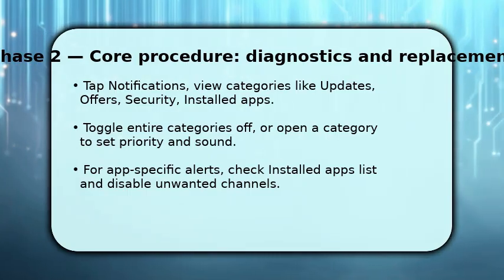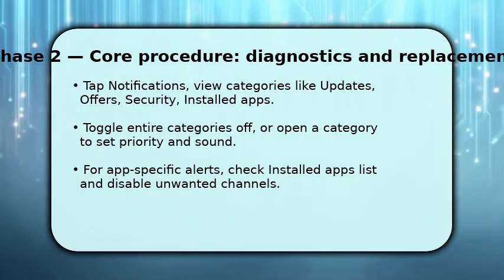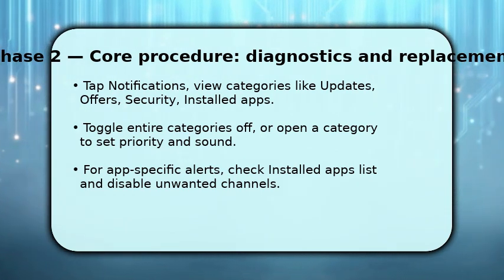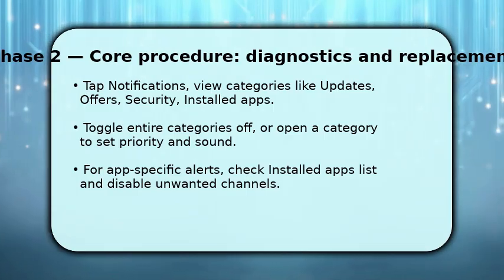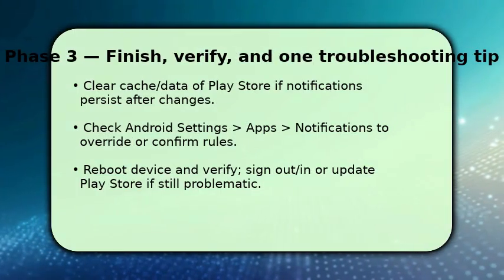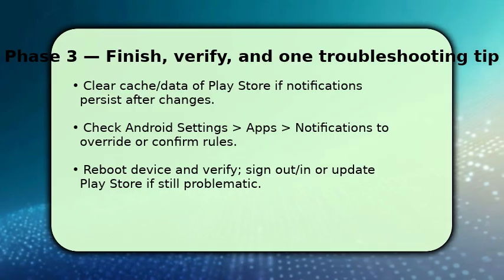For precision, scroll to Installed Apps to turn off auto-update prompts or review requests. This prevents repetitive banners without a finish by confirming your changes and cleaning up residual triggers. If notifications keep appearing, clear the Play Store cache or app data. This forces the app to apply new settings.